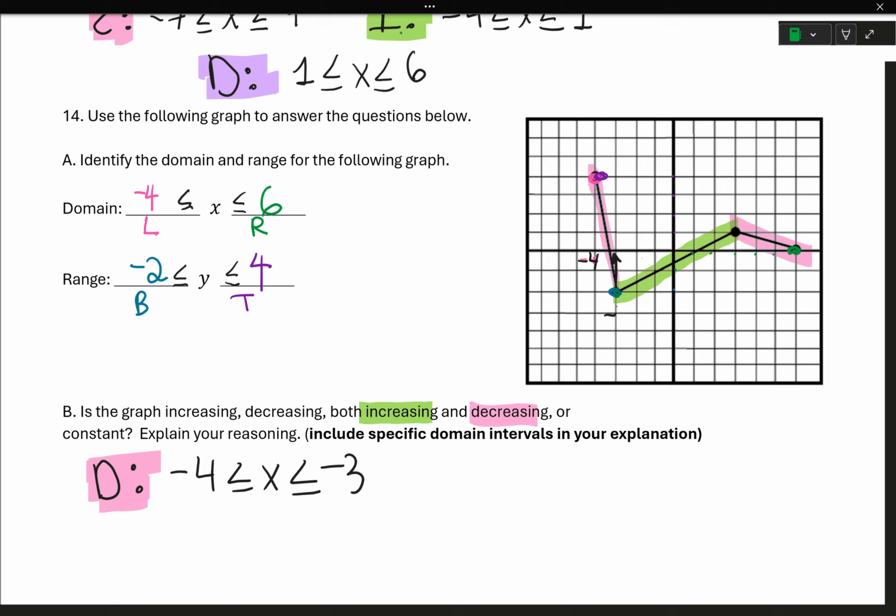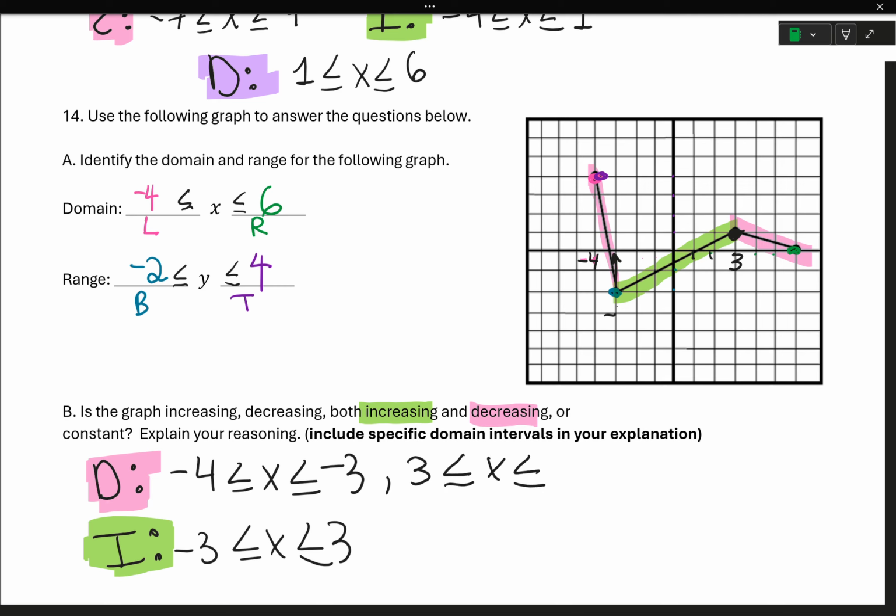Okay. Then it looks like we're increasing. Start at that -3 where we finished decreasing. And we're going all the way up to here, which is 1, 2, 3. And then the last interval, we're decreasing again. We start at 3 where we finished increasing. And we go all the way up to 6 where the graph ends.